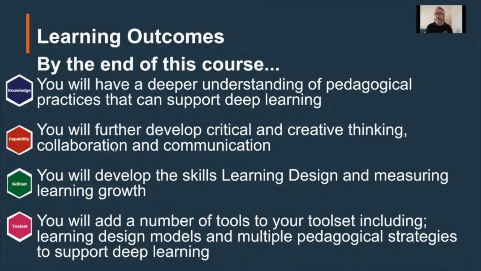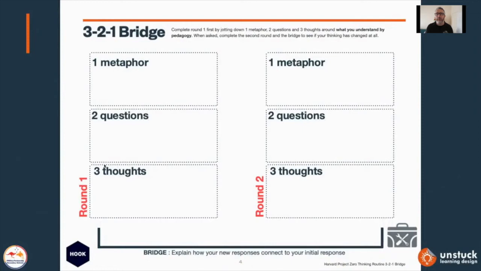So in terms of knowledge, by the end of this course, you'll have a deeper understanding of pedagogical practices that can support deep learning. In terms of capabilities, you will further develop critical and creative thinking, collaboration, and communication. Module 6 is all about capabilities, so we'll go into that in much more detail then. You will also, in terms of skills, develop the skills of learning design and measuring learning growth. And in terms of tools, you will add a number of tools to your tool set, including learning design models and multiple pedagogical strategies to support deep learning. So really excited to share this with you.